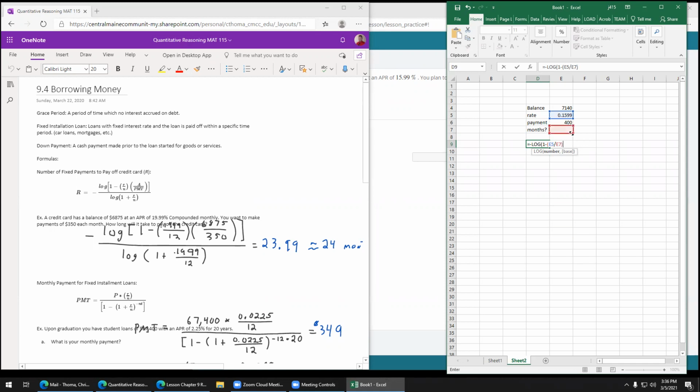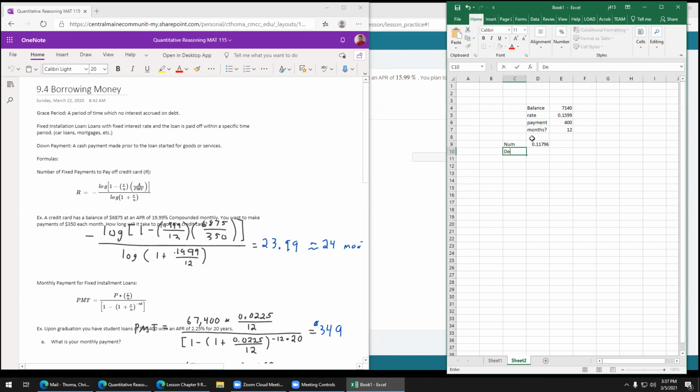Put this as a parentheses. And then we're multiplying that by parentheses our balance divided by our payment. And I need to close another parentheses because I'm taking the log of this whole thing. And it's going to give me an error right now because I haven't put anything for months. So we'll put in a 12 there. So our top number, our numerator, is that.